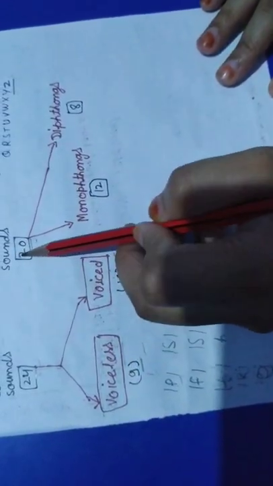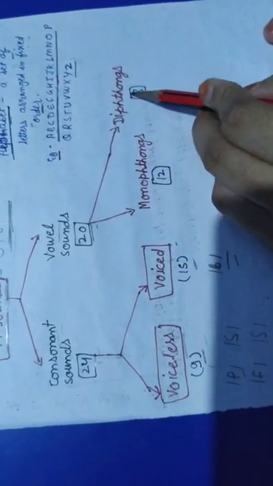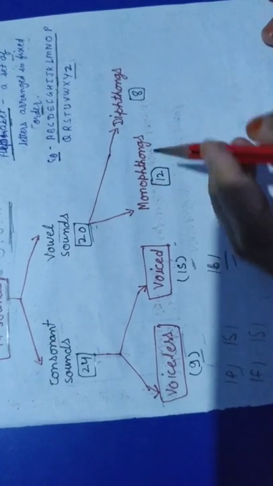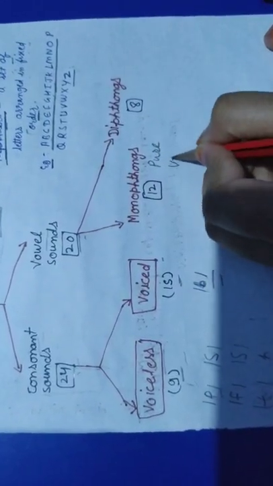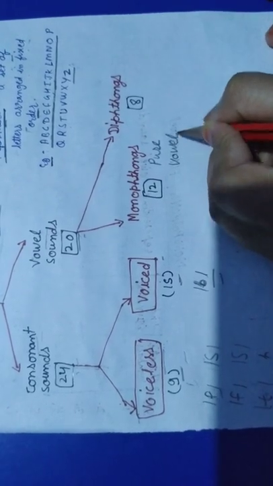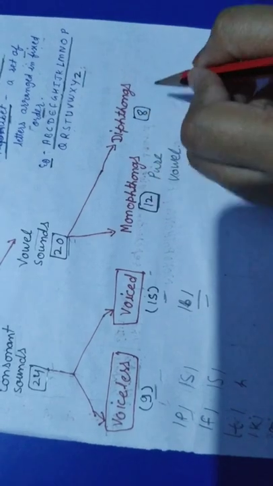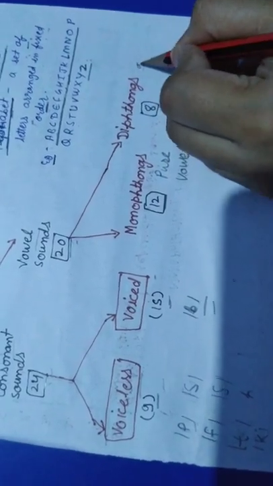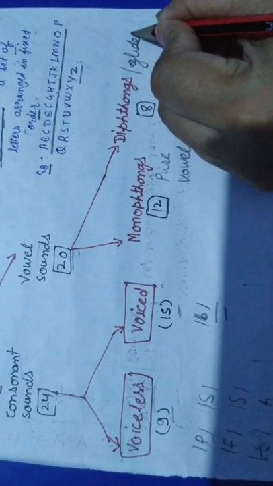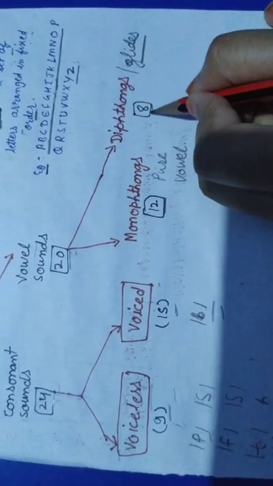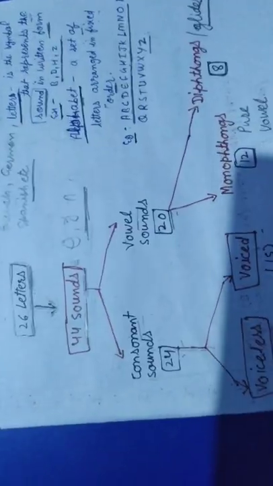Now vowel sounds are 20, that is monophthongs and diphthongs. Monophthongs are also called pure vowels. They are 12 in number. Diphthongs are 8, and diphthongs are also called glides. They are glides and they are 8 in number. Now we move further.